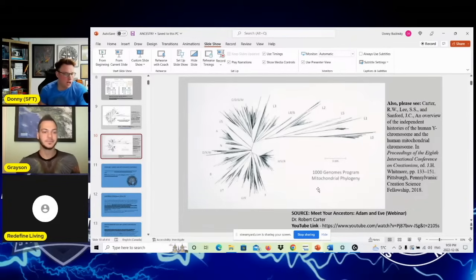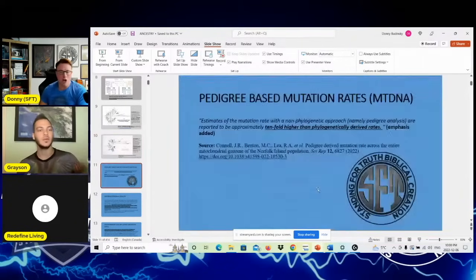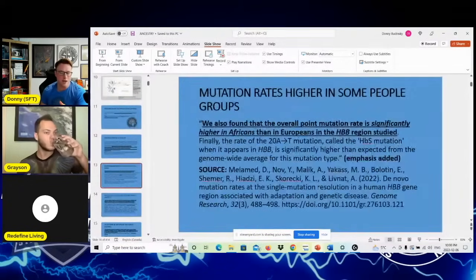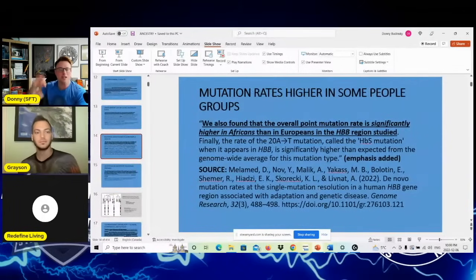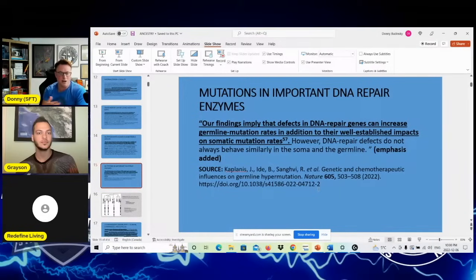Okay, my response would be a couple of things. Firstly, it sounds like you're just hand waving away the evidence that we have for hypermutation. We know it exists today, and we know it exists today for environmental reasons. Going back in time, especially during periods with harsher environmental conditions, especially if you're living closer to the equator, like a lot of these African populations, and you have mutations to important DNA repair enzymes, which is a thing. Notice here: our findings imply that defects in DNA repair genes can increase germline mutation rates.